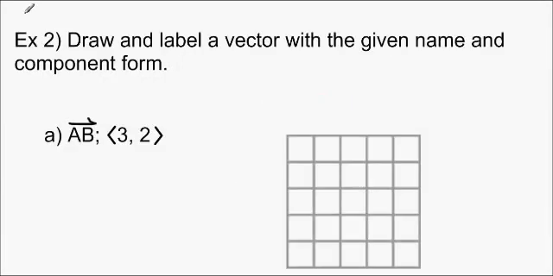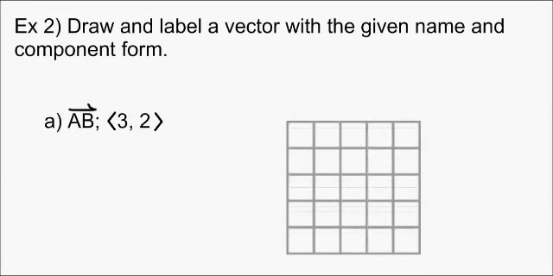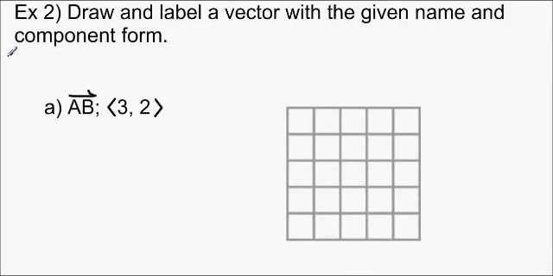Example 2, draw and label a vector with a given name and component form. So I need vector AB with component form 3, 2. So I'm going to put an A on here. You can really put it anywhere as long as you have space to move over 3 and up 2. But I'm going to count 1, 2, 3 over and up 2. So here's my B.